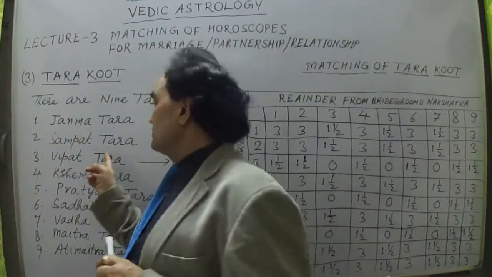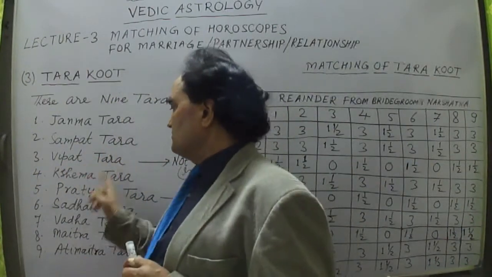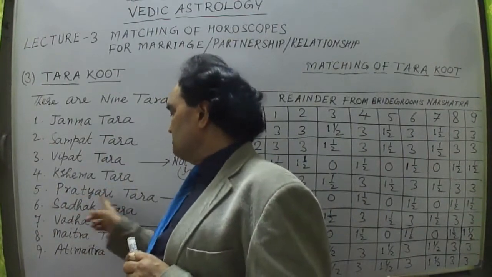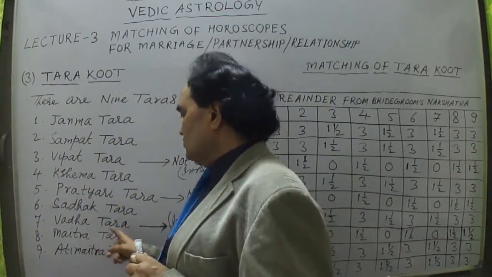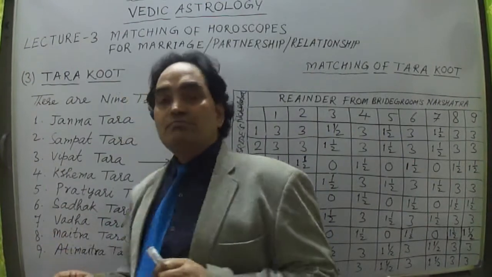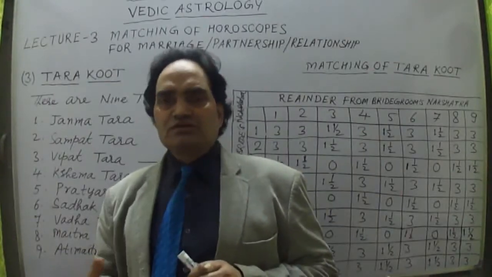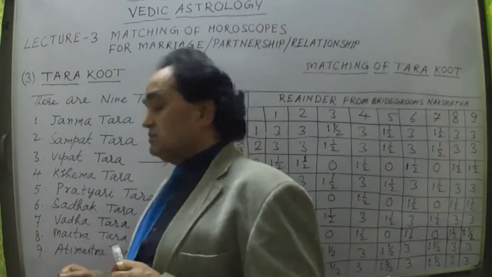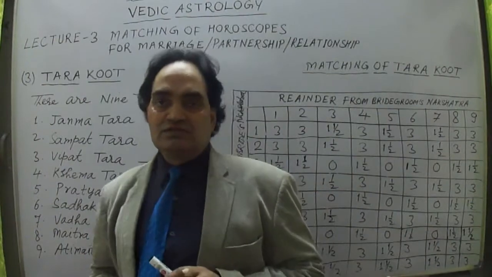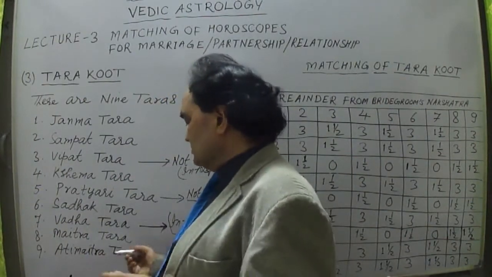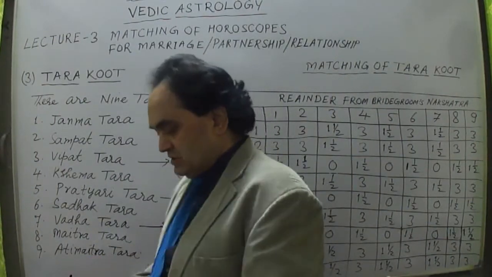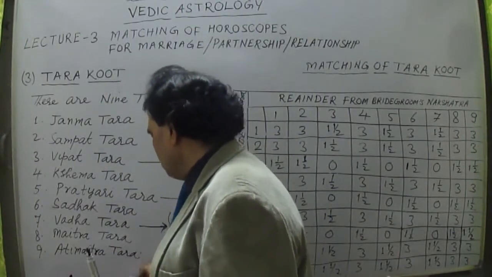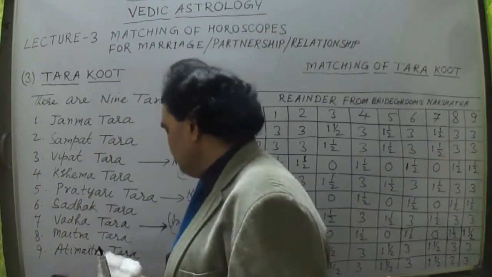Janma tara, Sampat tara, Vipat tara, Kshema tara, Pratyari tara, Sadhak tara, Vadh tara, that is the 7th one. The 8th one is Maitri tara. Maitri is friendship type. And the 9th is Ati Maitri tara. Ati Maitri, positive. This is the benefic one. We can just say this is the benefic one.